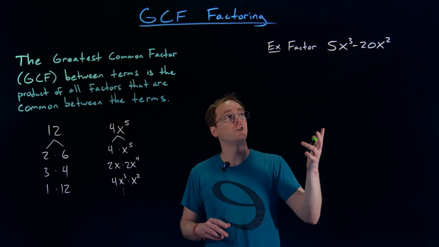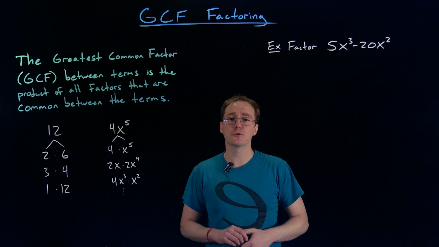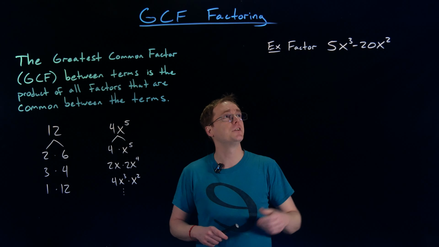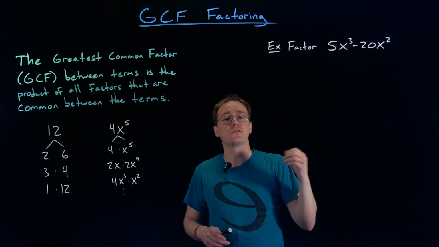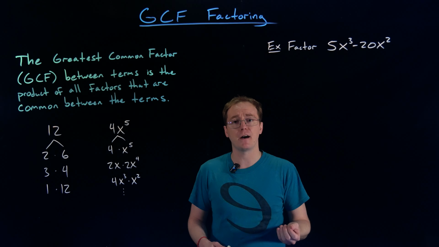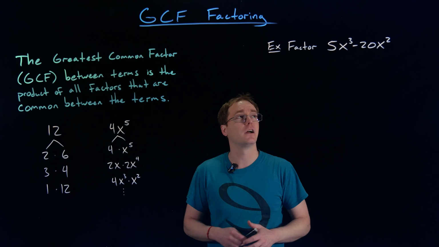And so here, both of our terms involve constants and variables, so we can kind of focus on one part at a time. I usually start with the constant factors. And so here, our constant factors for each term are 5 and 20, and both of those numbers are divisible by 5. They both have a factor of 5.